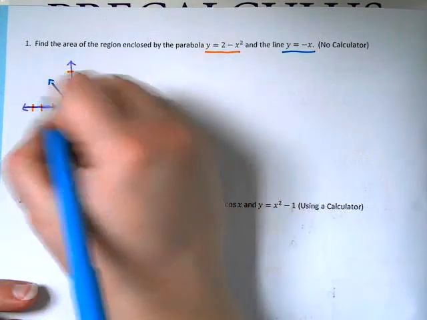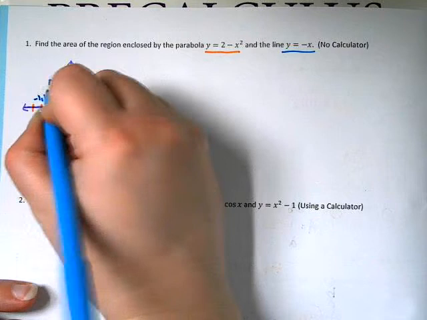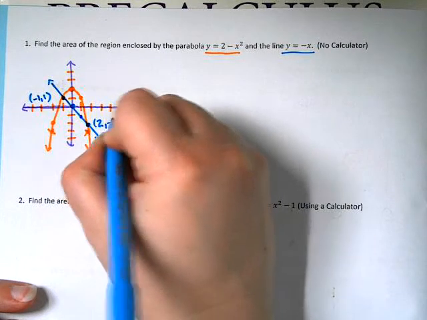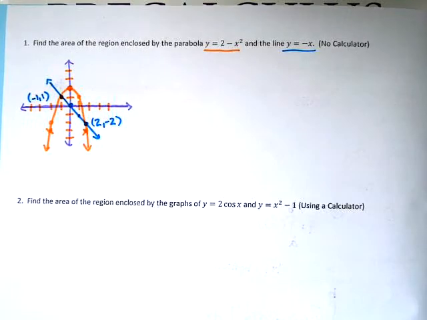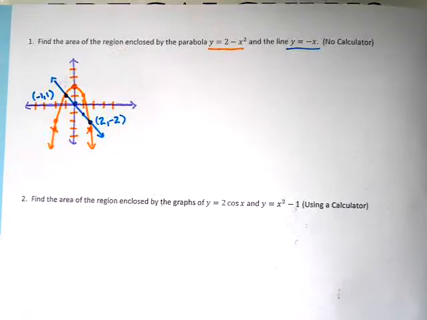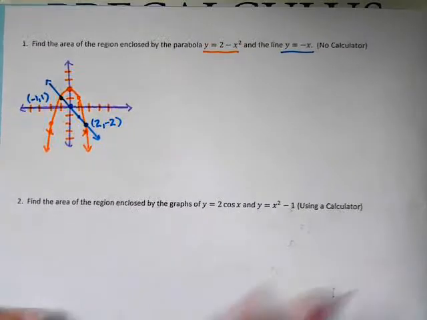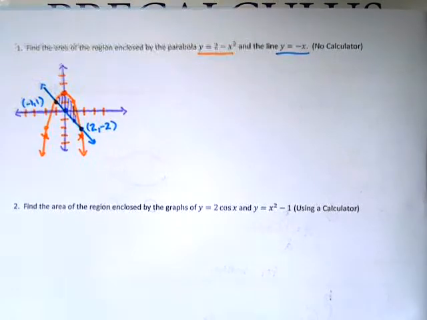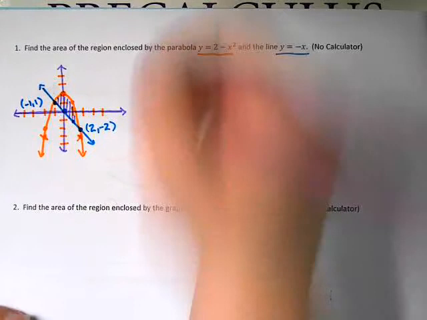So let's see. This is the point negative 1, 1. And this is the point 2, negative 2. So see, very important that you draw the graph correctly because otherwise you end up like me and you screw it up. So sorry about that. But this is the area that we are then looking for.